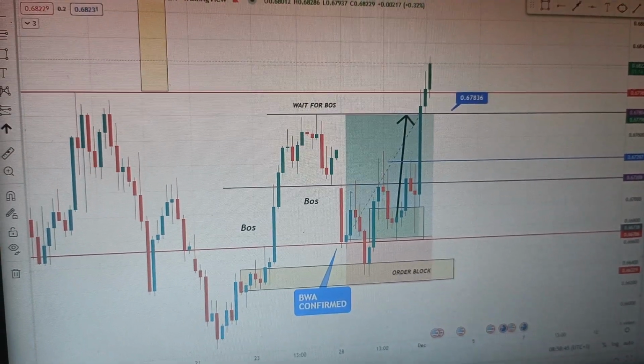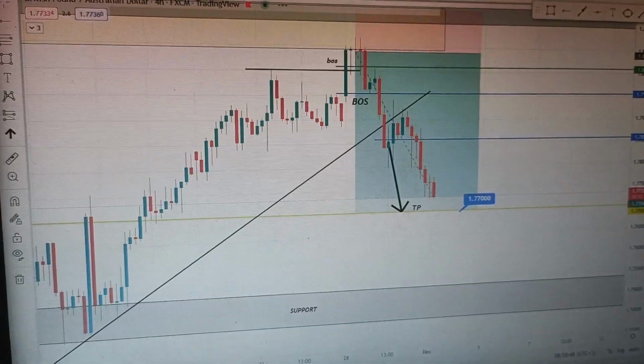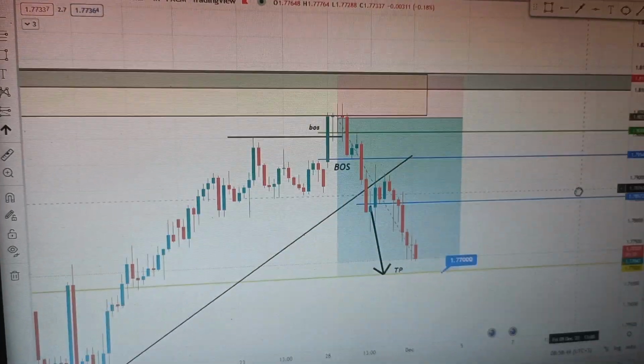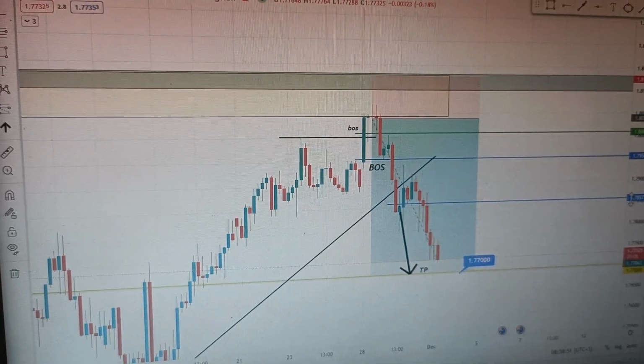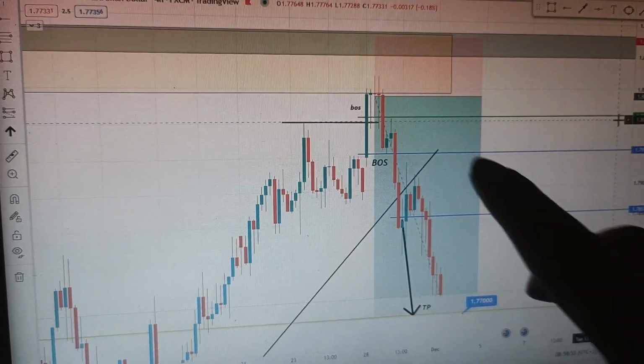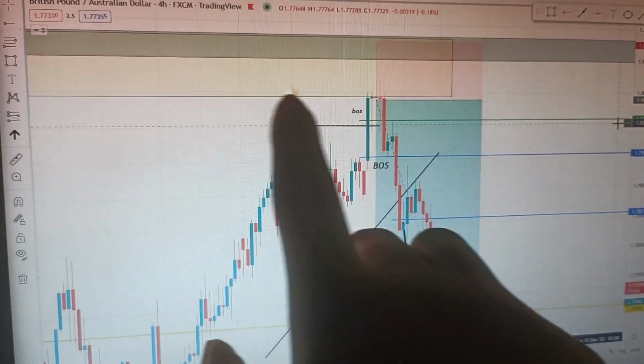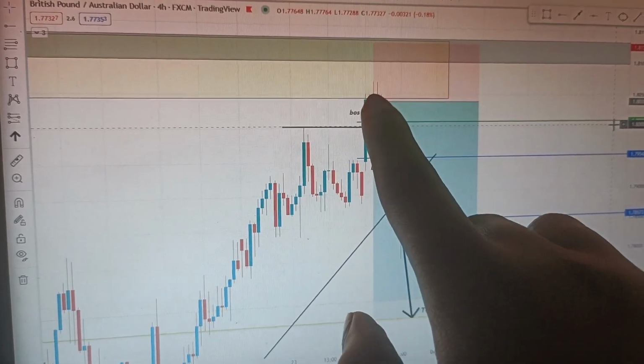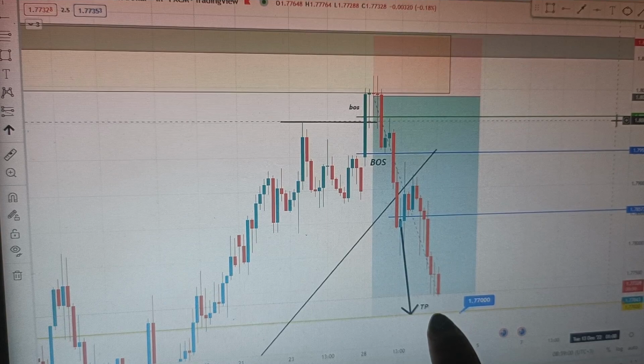And then now we have a GBPUSD. For GBPUSD, I used a daily time frame, but I'll show you with 4 hour. So on 4 hour I was looking for entry. So this is an order block. So my entry was here. I had put a sell order, and my take profit is always here.